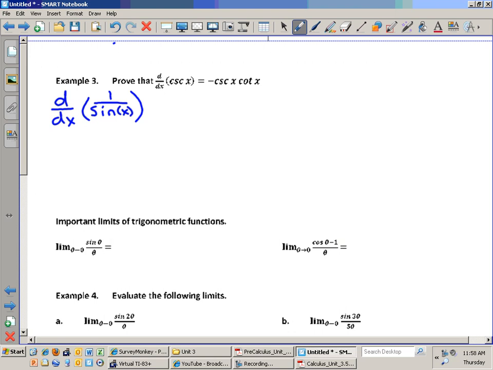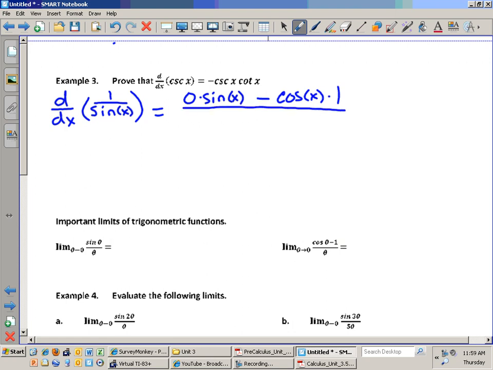If I want to take the derivative of 1 over sine, what rule do I have to use? The quotient rule. So let's use the quotient rule. It's nice and easy. I take the derivative of the top, which is 0, times the bottom left alone, minus the derivative of the bottom times the top left alone.